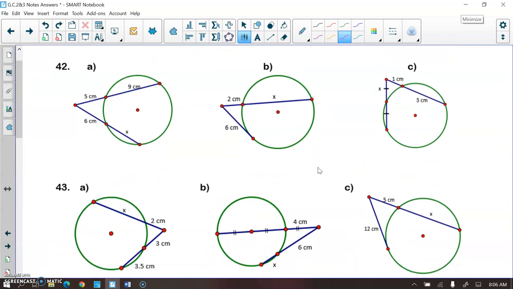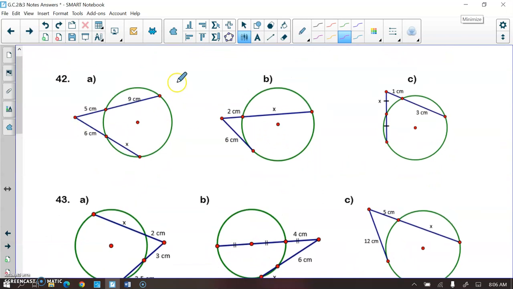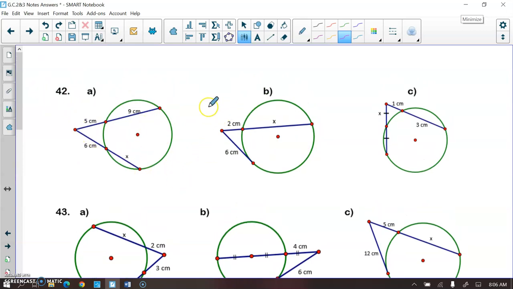Now, for the next one, A, not B. A, I have two secants intersecting on the outer portion of the circle. So what I do is I take the outside of one of my secants times my whole secant. 9 plus 5 is 14. And that would equal the outer portion of my other secant times my whole secant, which is x plus 6.